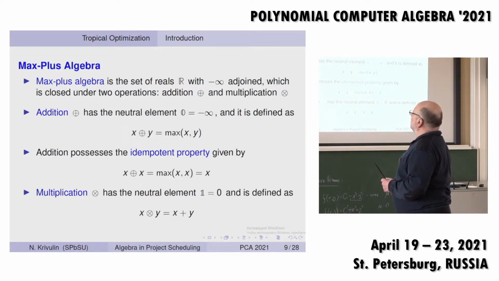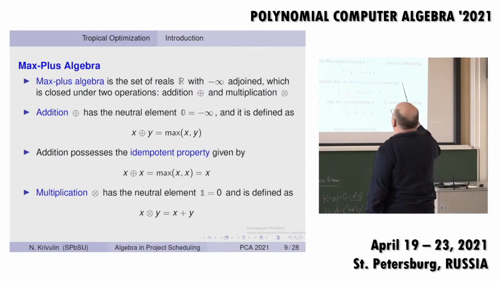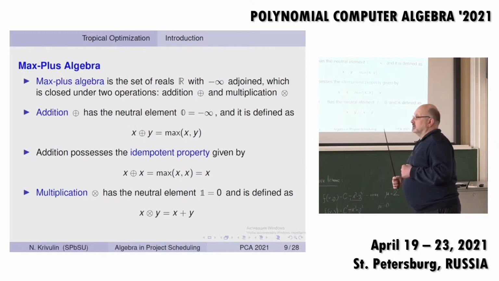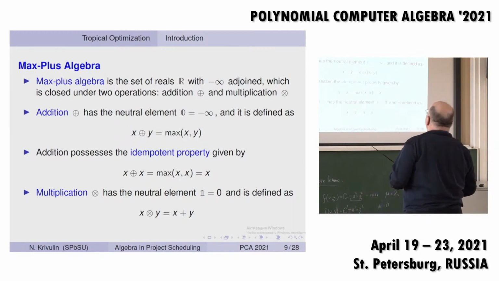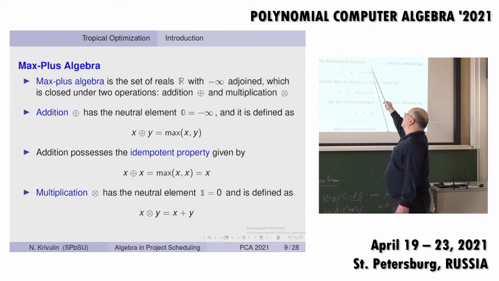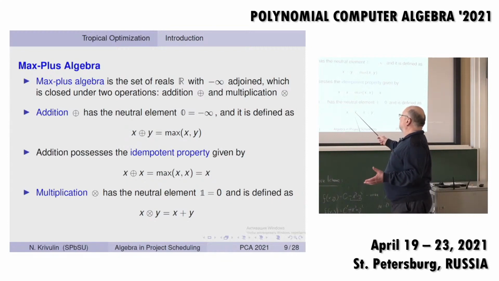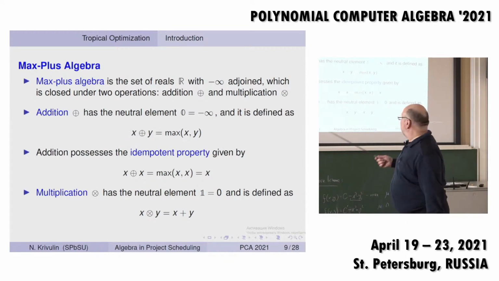The most probably popular instance of tropical algebraic systems is max-plus algebra. Max-plus algebra is a set of reals with minus infinity adjoined, which is closed under two operations, addition and multiplication. Addition is defined as maximum and multiplication as arithmetic addition. With respect to addition, we have a neutral element, zero, which is denoted by this specific symbol. When we are talking about maximum as the addition, we have minus infinity as the neutral element. And with respect to this multiplication, which is actually the arithmetic addition, we have a neutral element, one, which is actually arithmetic zero.